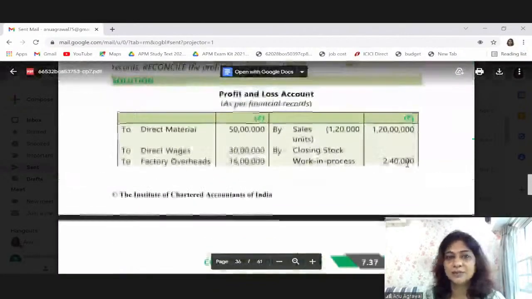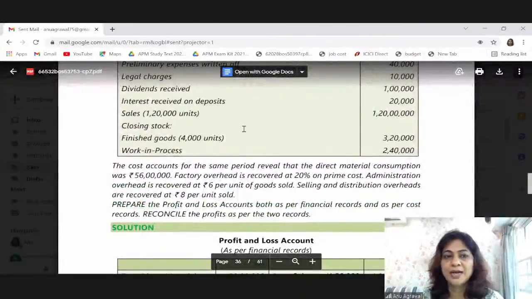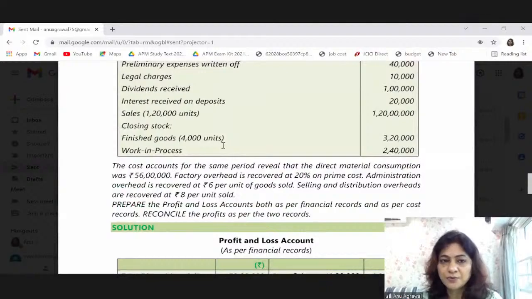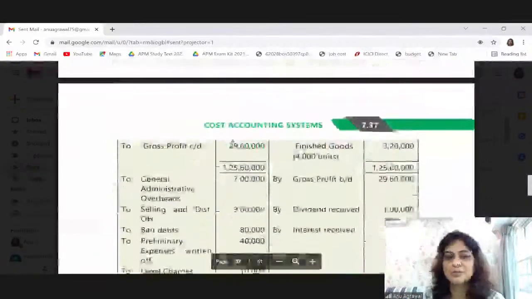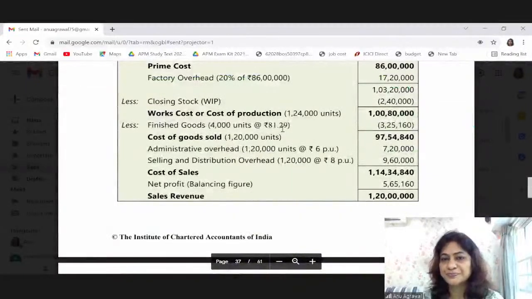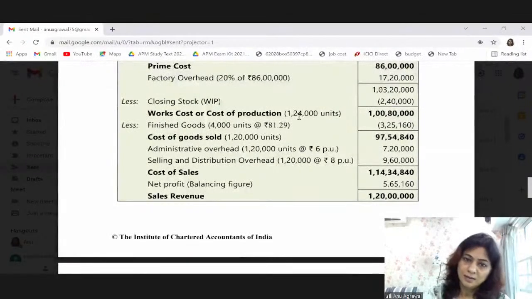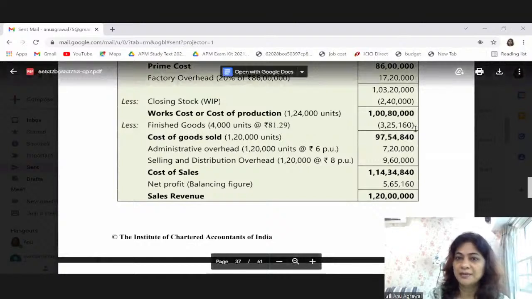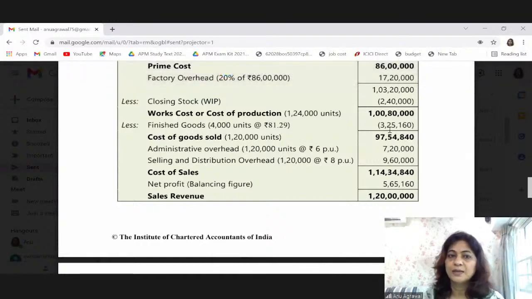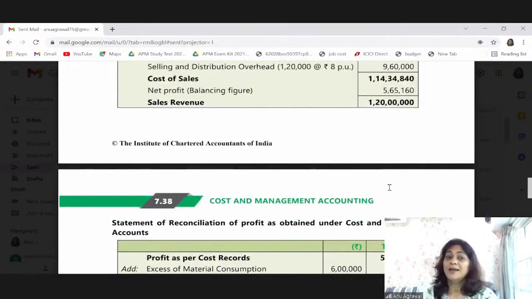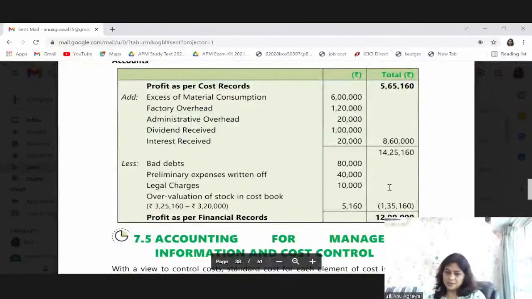How many units I produced? You can actually get it from here because you have sales 120, finished good 4,000, no opening stock. That means you have produced 1,24,000 units. So whatever is this cost is the cost of 1,24,000 units. You get out per unit cost, multiply with the finished good, and get out with your value of closing stock. You get out with your figure of cost of goods sold. Then they have said admin overhead would be at the rate of 6 and selling would be at the rate of 8. Add up those expenses. Subtract it from the sales figure and you get out with your net profit. And then guys, I hope you can make the reconciliation. Yes or no?